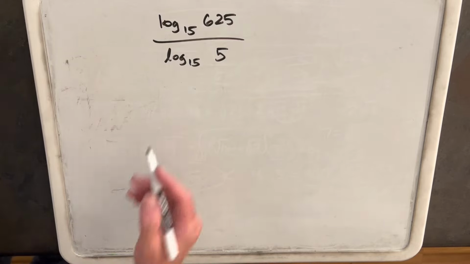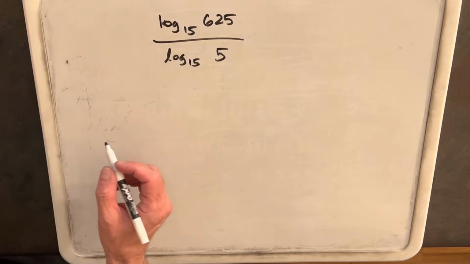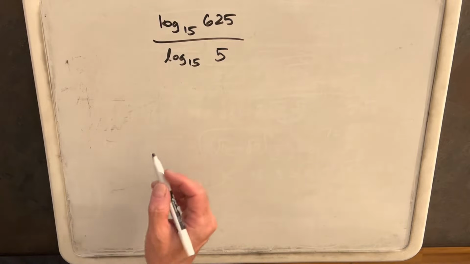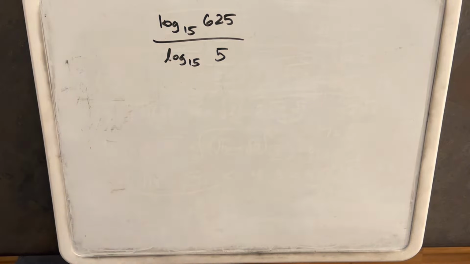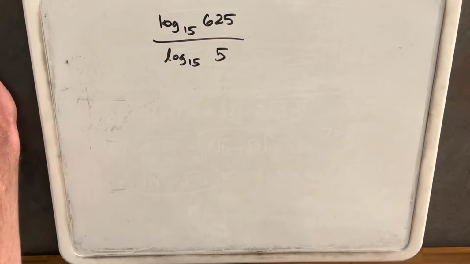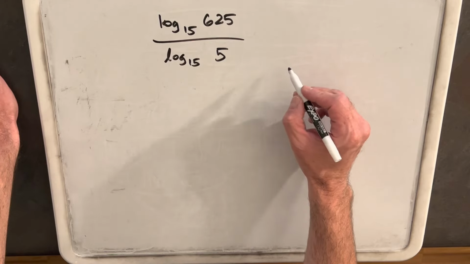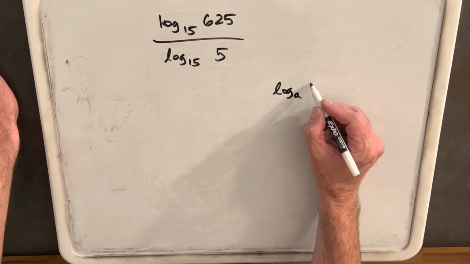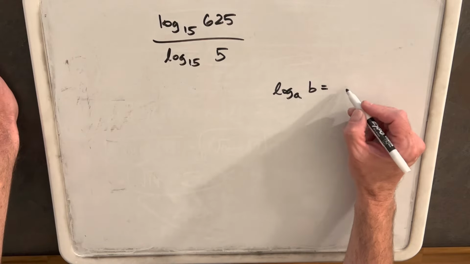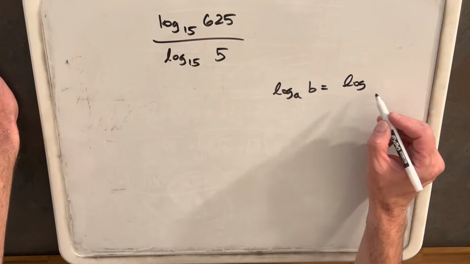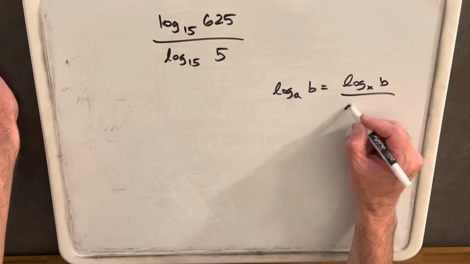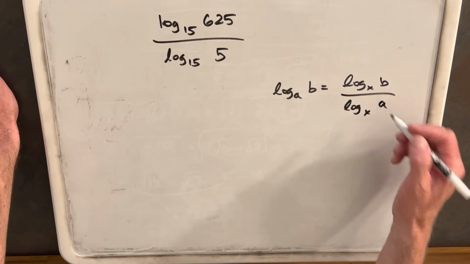So to start with, we have this one, log base 15 of 625 over log base 15 of 5. And this one clearly needs the change of base formula. Now let's look at what that is for real quick. The change of base formula tells us if we have log base A of B, then this can be written as log of B over log of A, with whatever base. It can be any base, any valid base. Can be written as this.